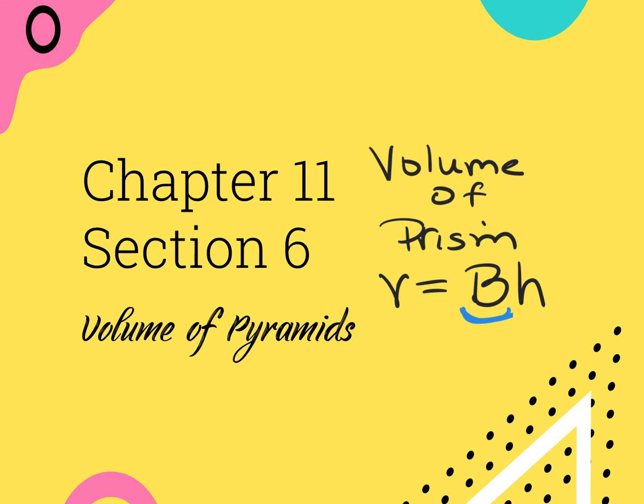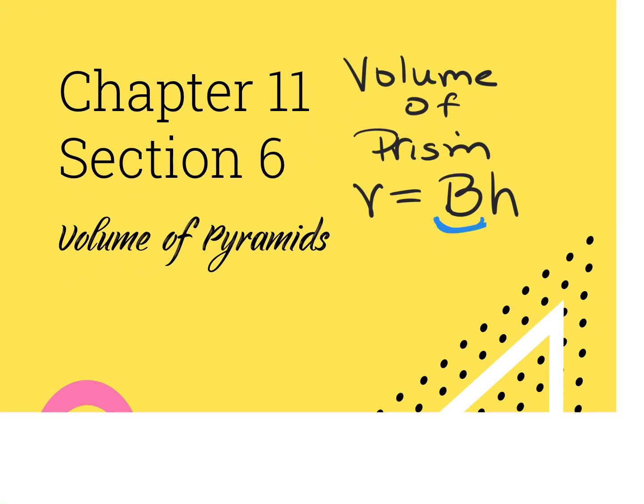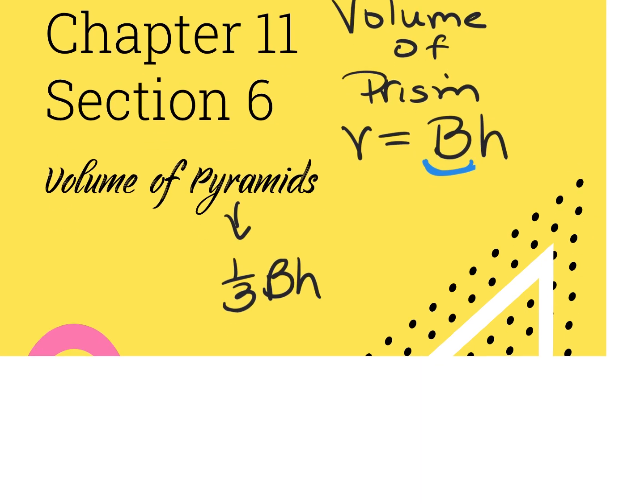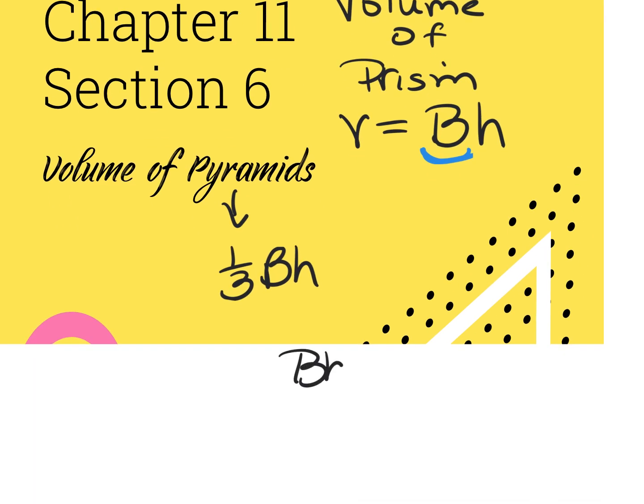And now today what we're going to see is the same formula, but for the pyramid, it's just going to be 1/3 of that prism formula. And probably what might be the easiest thing to do is do BH and then just divide it by 3. It's up to you.